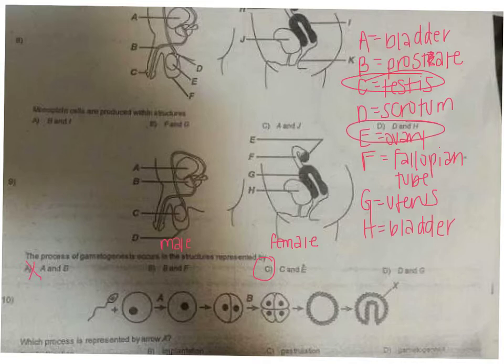Answer choice B, B and F. So B, the prostate, we said, is not making gametes. And F, the fallopian tube, doesn't make gametes. It just serves as a passageway for the oocyte, a gamete, to travel to the uterus. So B is incorrect. Answer choice D, D and G. So D is the scrotum, which holds the testes. And then G is going to be the uterus. The uterus serves as the site of implantation. It does not produce gametes.